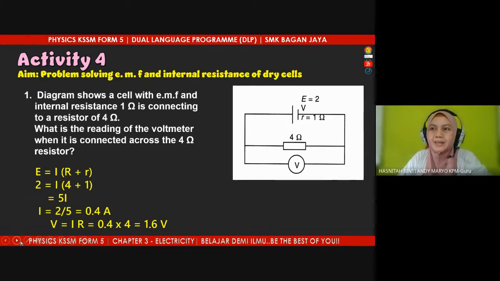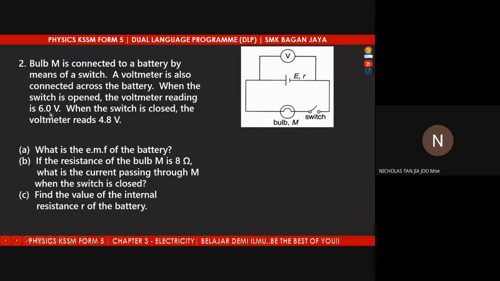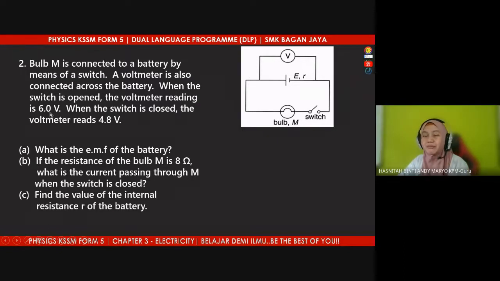Okay, next. Number 2. Okay, try number 2, students. We have bulb M connected to a battery. A voltmeter is also connected across the battery. We place a voltmeter here. When the switch is open, the voltmeter reading is 6. So what does this 6.0 volt refer to? Switch open means this 6.0 refers to the voltage. EMF. Yes, EMF.